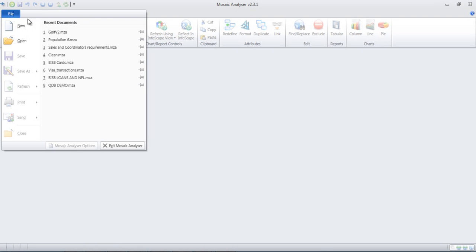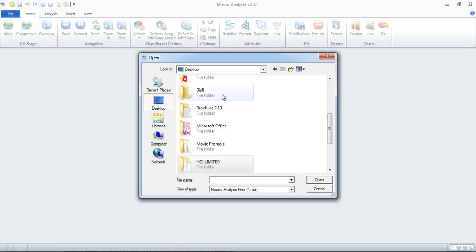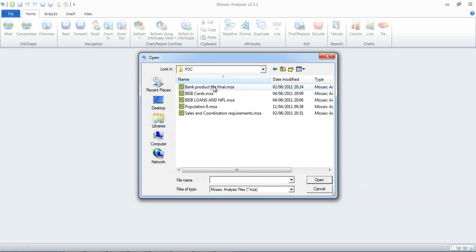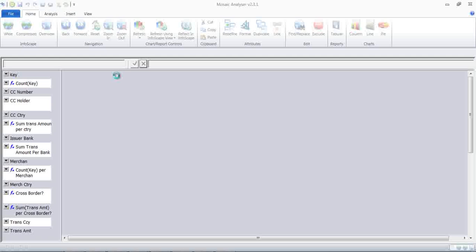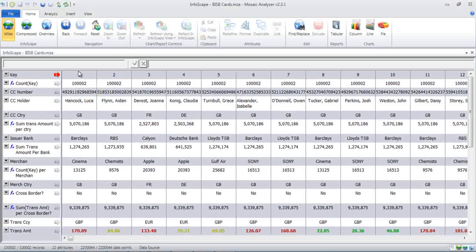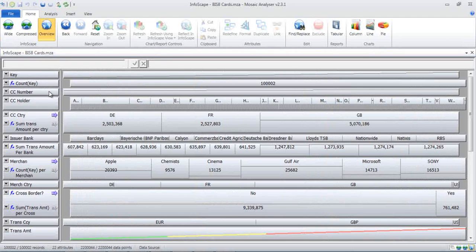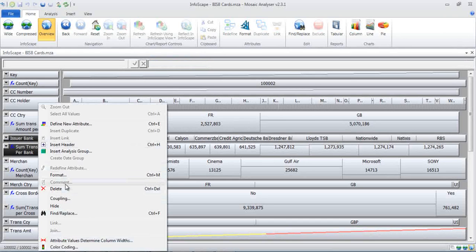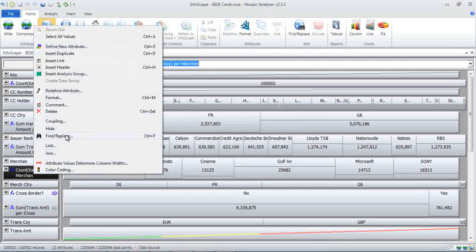We're now going to look at Mosaic in terms of credit cards and analysing transactions as well as users of the cards themselves. So what I've uploaded now is just a standard sort of transactional database, looking at various attributes from credit card number, the holder, the credit card issuing country, the transaction amount per bank, and we can couple these two attributes now. So on the screen you can see which one reflects each other.